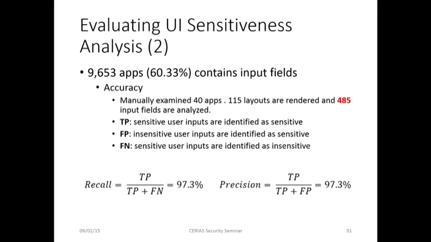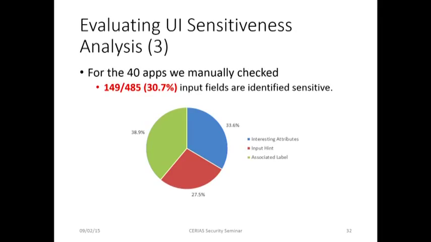And we use recall and precision to describe the accuracy. Both of them are 97.3%. That means we have a low false positive rate and false negative rate. And for the 40 apps we examined, 149 input fields are identified as sensitive.